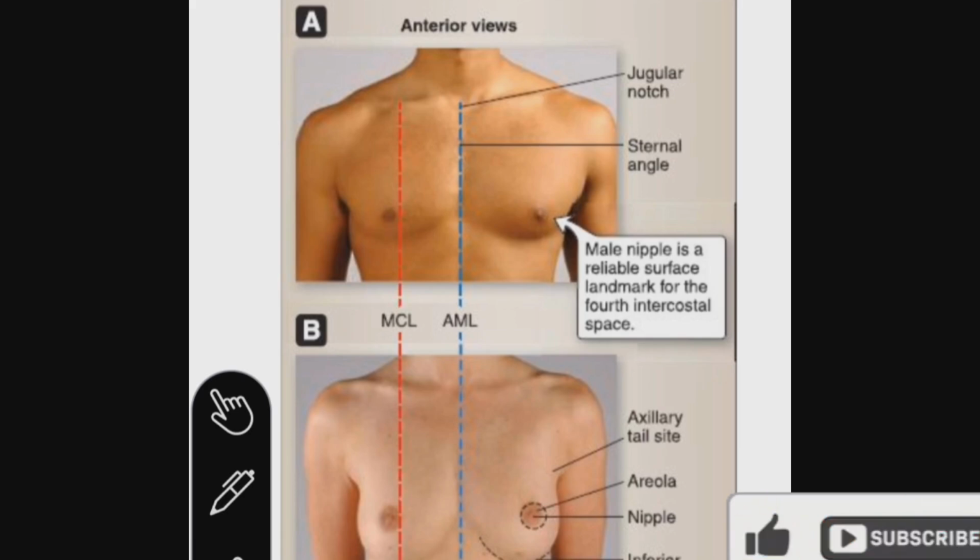Now, describing the external features of the breast, you have the nipple that is located on the fourth intercostal space in nulliparous females. It contains the openings of the lactiferous ducts. And then the areola, right? It is the pigmented area that surrounds the nipple, and it contains sebaceous glands. Take note that the sebaceous glands here are called Montgomery glands.